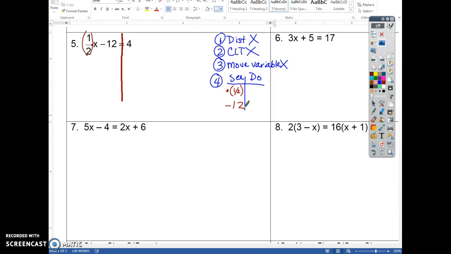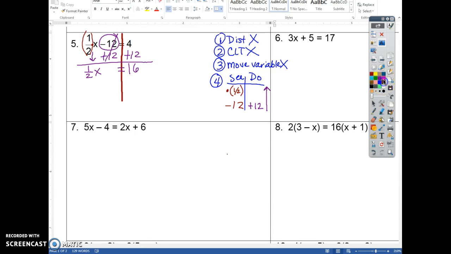Okay, and remember I told you we're starting from the bottom up and we're doing the opposite. So what am I going to do first? From the bottom up. Get rid of the subtraction by adding 12 to both sides. So I'm going to take this minus 12 and I'm going to add 12 to both sides so that the 12 cancels. So then you get 4 plus 12, 16 equals, bring this down. I still have my 1/2 x.